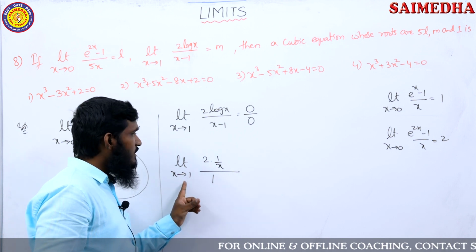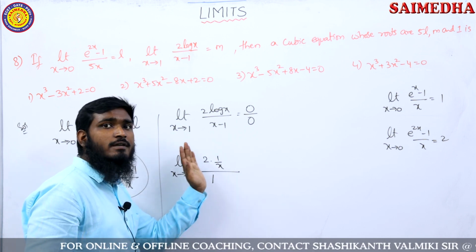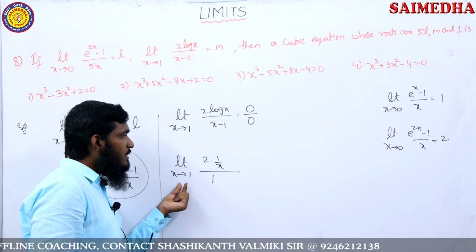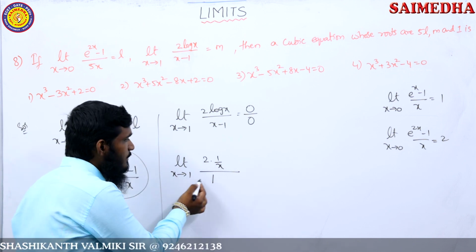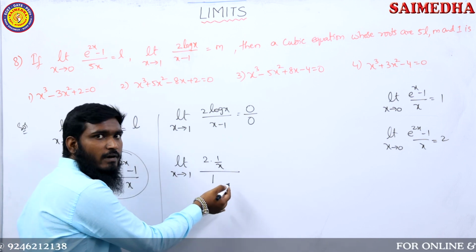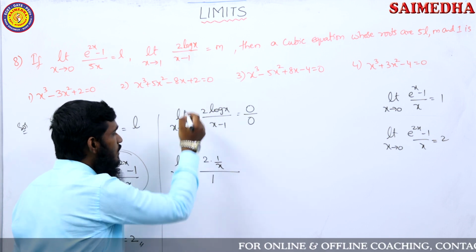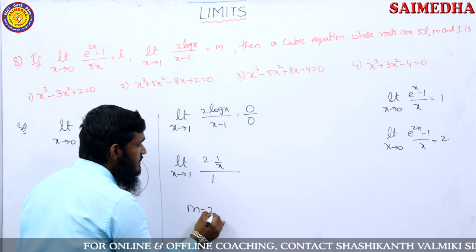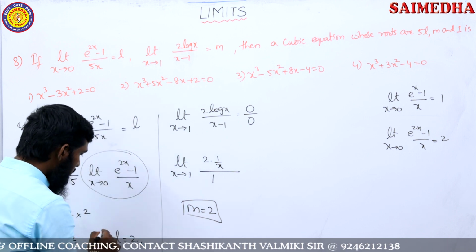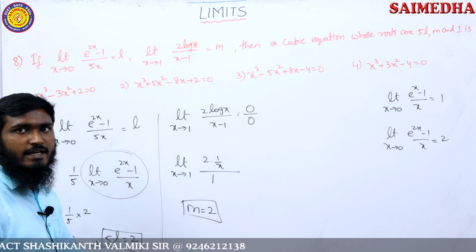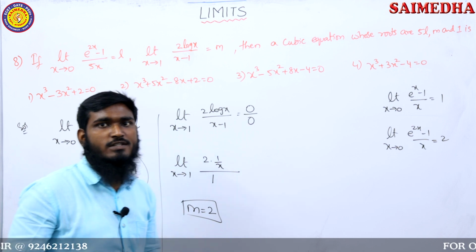Now we have to substitute. After applying the L'Hospital rule, that is after doing the differentiation, we substitute the x value. If we substitute the x value here, it will be 1 only. So 2 ones are 2. What is this part? The m value is equal to 2. So this is the first root, this is the second root, and the third root is equal to 1.